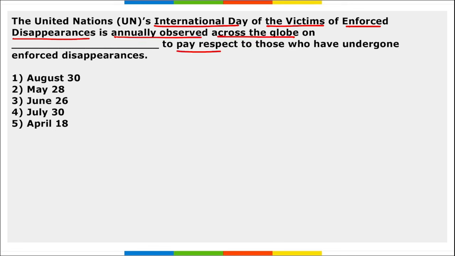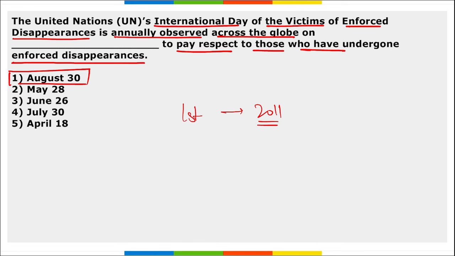Next is UN International Day of the Victims of Enforced Disappearances, annually observed across the globe to pay respect to those who have undergone enforced disappearances. So it is 30th of August we observe this day, and this day also aims to pay tribute to all those who have gone through enforced disappearances, right? And the first ever day was observed in the year 2011.